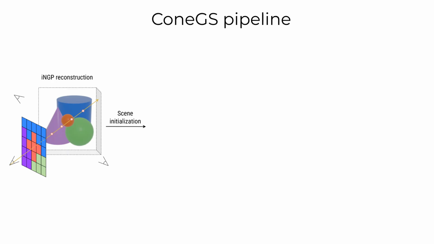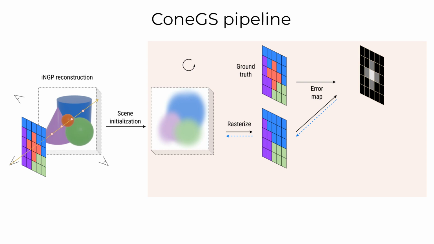The process begins with a quick iNGP reconstruction, which provides guidance for correct placement during both initialization and densification. Gaussians are initialized based on the depth from randomly selected pixels from the training data. Their parameters are then optimized in each iteration, while an error map is calculated.